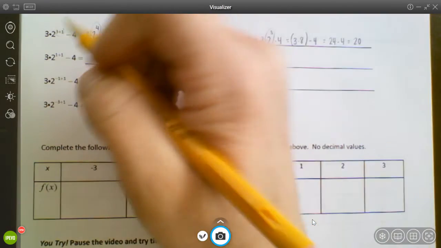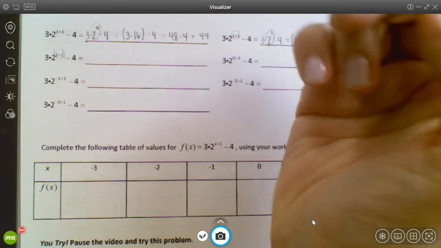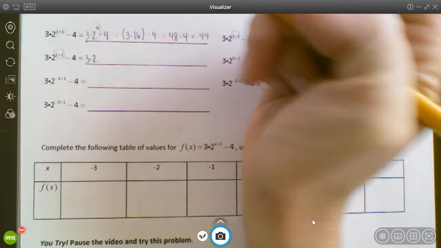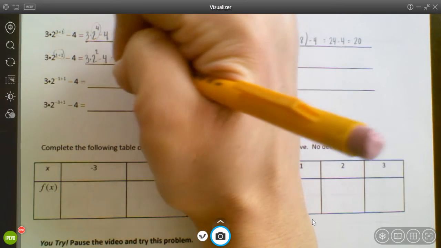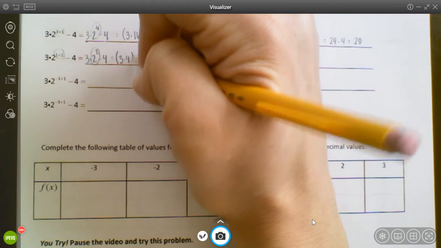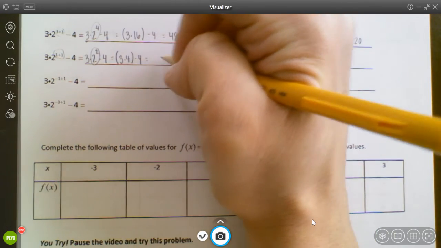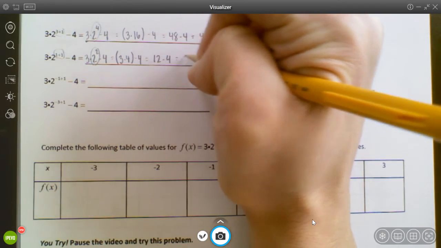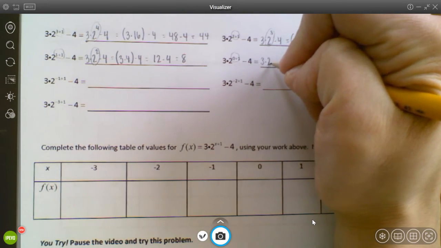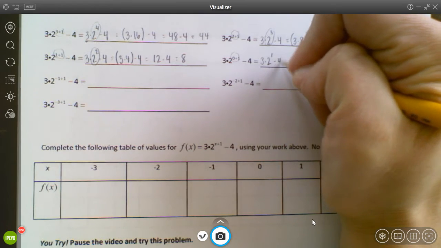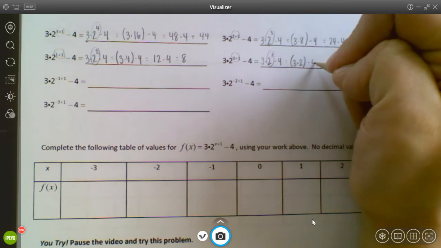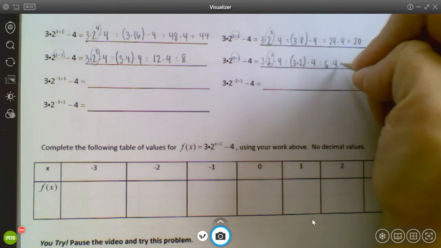Go down to the next bottom left one. So 3 times 2 to the 1 plus 1 minus 4. So this is going to become 3 times 2 to the 1 plus 1 is 2, minus 4. Open up myself a set of parentheses. So 3 times, evaluate this, 2 squared is 4. And then pull over that minus 4. So 3 times 4 is 12. Minus 4 leaves me with 8. Do the same thing over here. So 3 times 2 to the 0 plus 1 gives me a 1, minus 4, open up my set of parentheses. So 3 times 2 to the first is just a 2, minus 4, leaves me with 6 minus 4, which is 2.